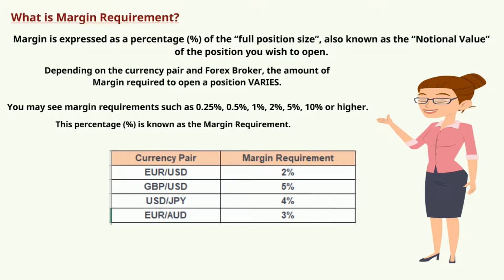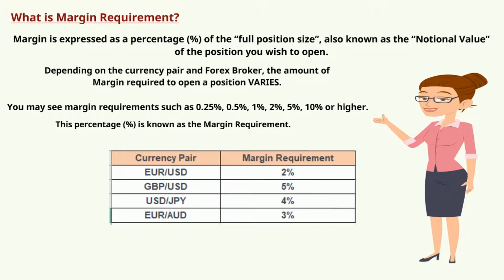What is margin requirement? Margin is expressed as a percentage of the full position size, also known as the notional value of the position you wish to open. Depending on the currency pair and Forex broker, the amount of margin required to open a position varies. You may see margin requirements such as 0.25%, 0.5%, 1%, 2%, 5%, 10% or higher. This percentage is known as the margin requirement. Here are some examples of margin requirements for several currency pairs.